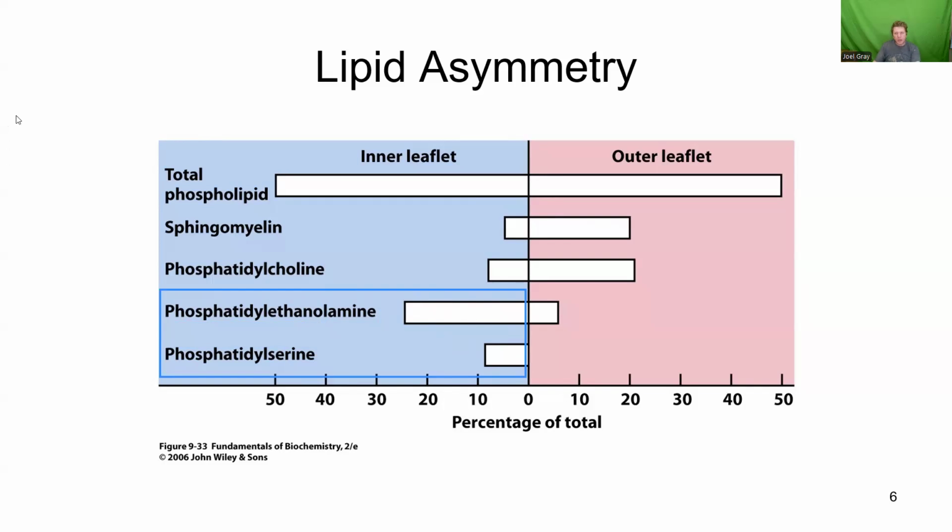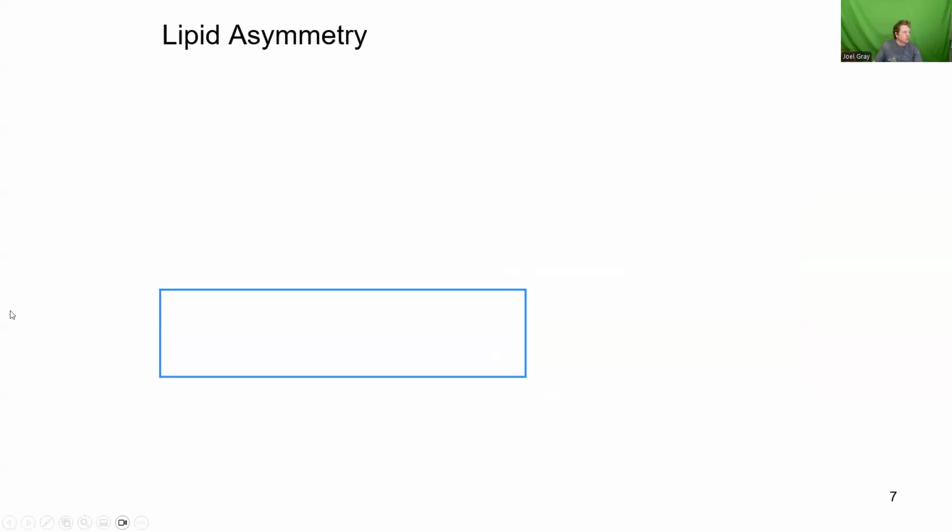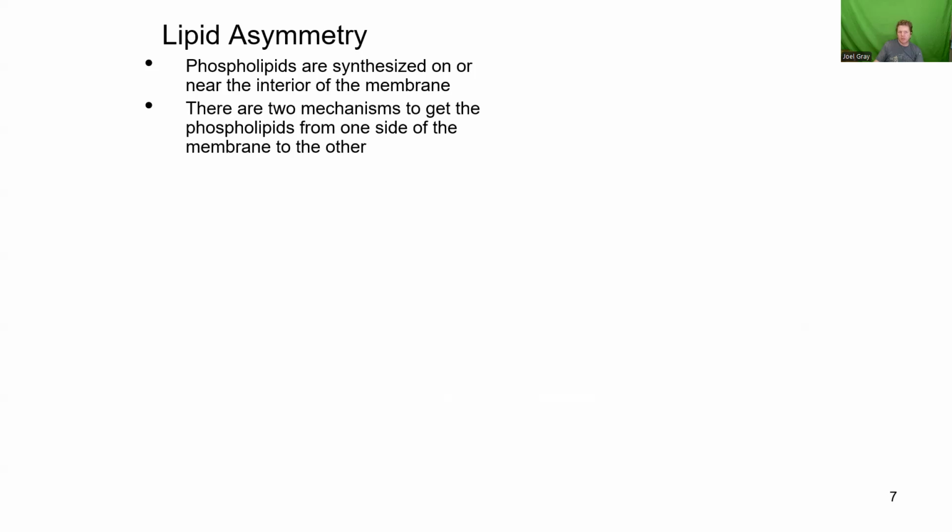Now, these things will change depending on the conditions that this organism is in. And in order for what's in the outer leaflet to become a part of the inner leaflet, or the inner leaflet stuff to become a part of the outer leaflet, we need to make some changes. Phospholipids are synthesized on or near the interior of the membrane. So they're synthesized basically at the inner leaflet. Now, there are two mechanisms to get phospholipids from one side to the other.